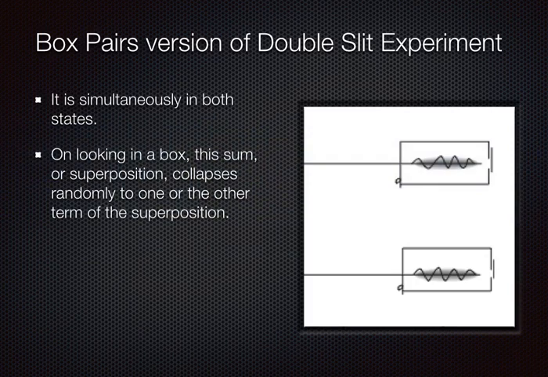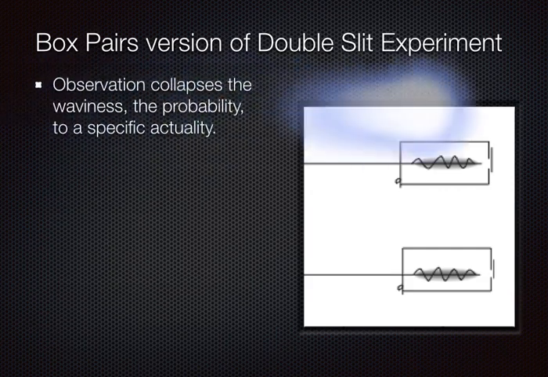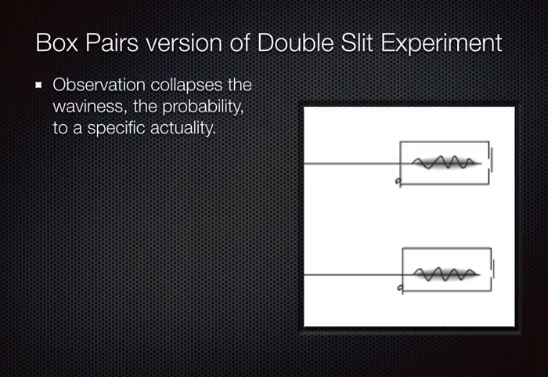On looking in a box, this sum, or superposition, collapses randomly to one or the other term of the superposition. So before you look at it, it's this plus this. As soon as you look at it, it randomly will become one or the other. The other term will drop. So before we look, mathematically, the atom is simultaneously in both boxes. The atom is in two places at once. So observation collapses the waviness, the probability, to a specific actuality.